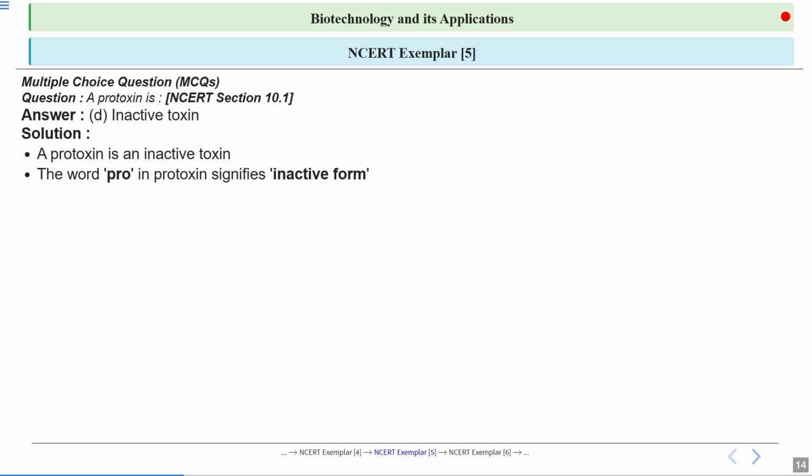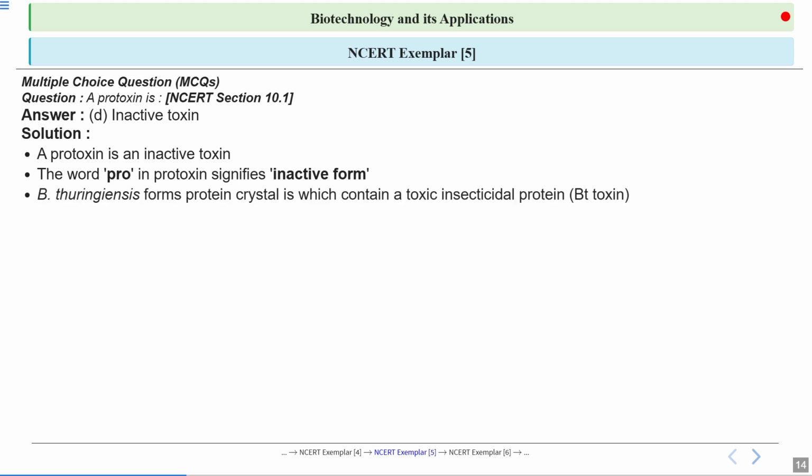Like in insulin, we have studied proinsulin. Why was it proinsulin? Because it was not activated, it was not matured. Once it got matured, "pro" was removed from it and it became insulin. Just like that, this "pro" here is signifying inactive form. This protoxin has to get activated. How can it get activated?